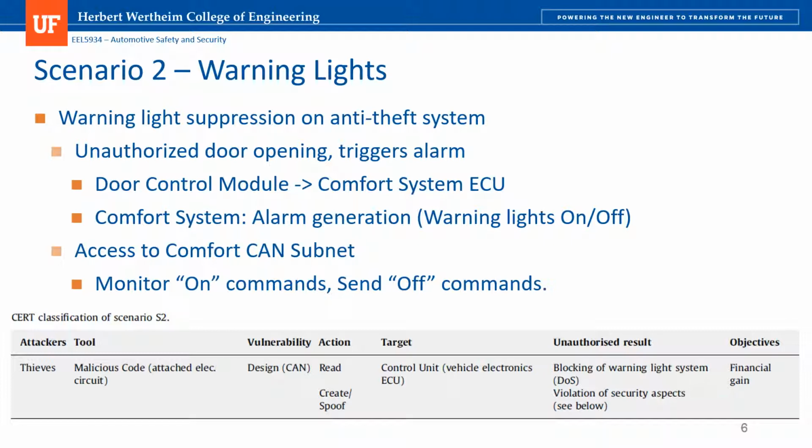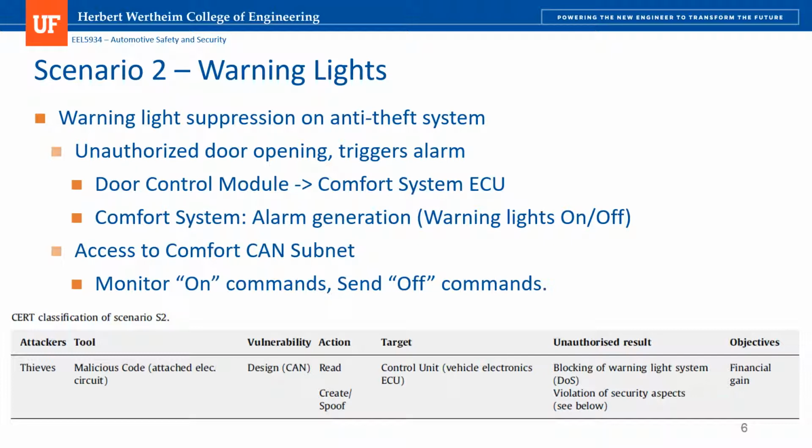What they did here was try to suppress the warning lights of the alarm. They didn't have an alarm in this scenario to use, but they used the warning lights to simulate the effect of doing that. They had access to the Comfort CAN subnet, and they monitored this subnetwork on the CAN bus, looking for on commands for the alarm, and whenever they saw an on command, they would flood the system with off commands.